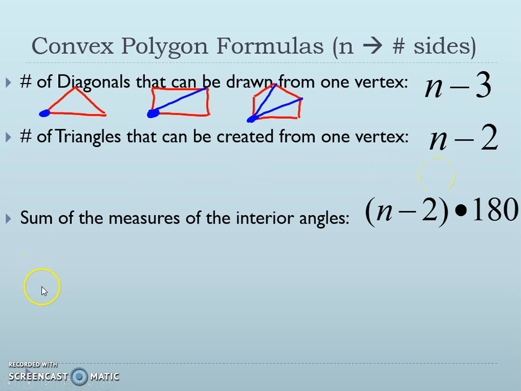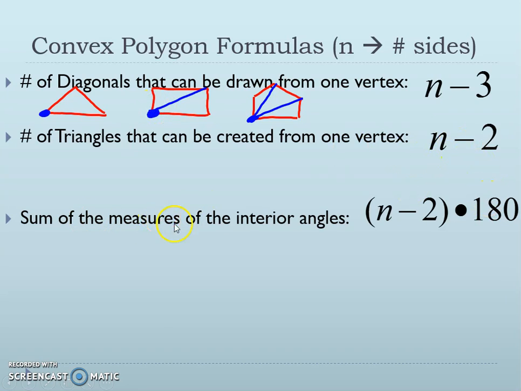So another formula we need to know is the sum of the measures of the interior angles. Here n is the number of sides, so for a triangle this is 3 minus 2, which is 1. 1 times 180 is 180. That means if I add the 3 angles in a triangle, it's 180. And for a quadrilateral, 4 minus 2 is 2. 2 times 180 is 360. That means if I add these 4 angles, that's 360.